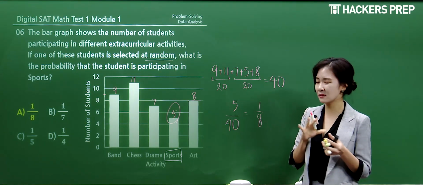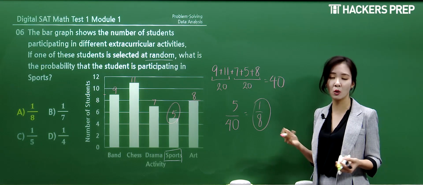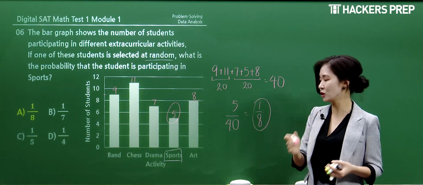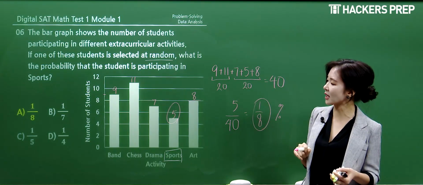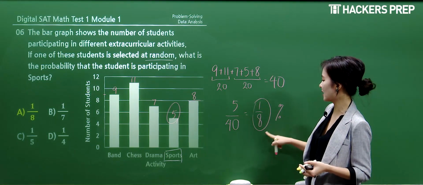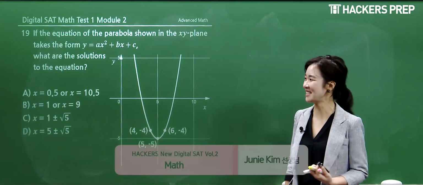Now, just make sure that sometimes when we solve for probabilities, they do leave the answer in fraction, or sometimes again, right? Probability is usually expressed as a percentage, but if given multiple answer options, just always look for the same form of the answer, okay? Moving on to question 19.